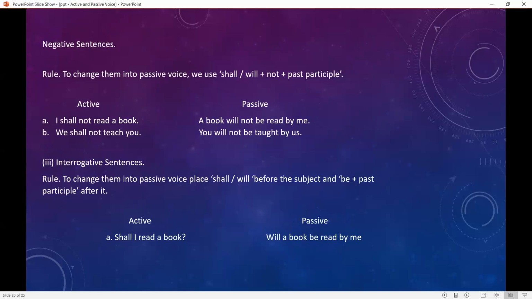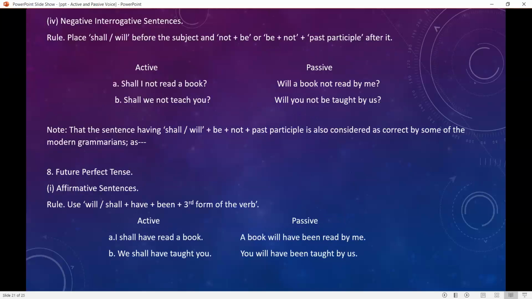Under interrogative sentences, the rule to change them into passive voice is to place shall or will before the subject and be plus past participle after it. Under active, shall I read a book? And under passive, will a book be read by me? Now this technique of understanding the tenses and placing the subject and the past participle is very easy once you try splitting it properly and understanding it. Hope you have understood this part. Moving on to the next slide.